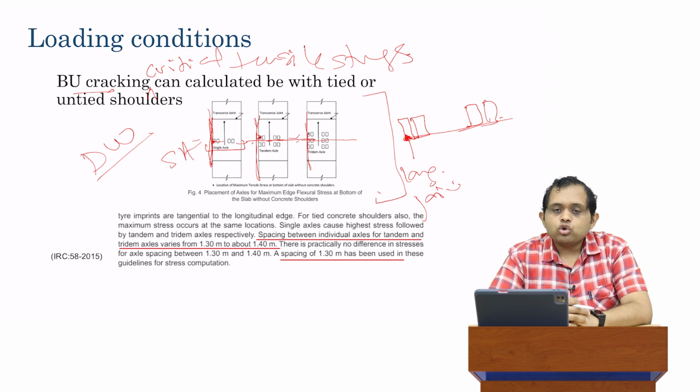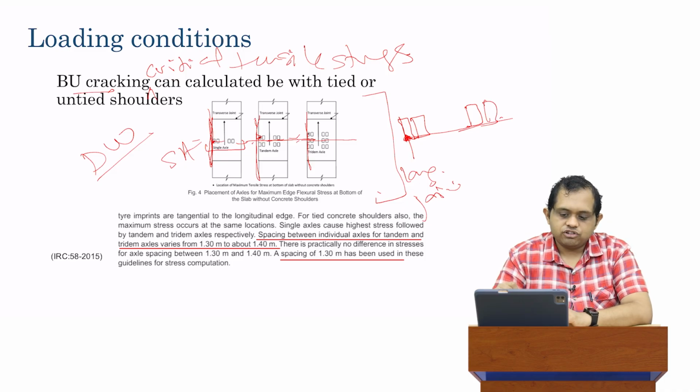There is an additional note which is provided, which I am going to just read out to you. The note is as follows: tire imprints are tangential to the longitudinal edge, which is the same thing I said. The tire imprint has to be placed exactly at the longitudinal edge. For tied concrete shoulders also, the maximum stresses occur in the same location. So these maximum stress locations which are shown, regardless of whether it's tied or untied, we still calculate the same.